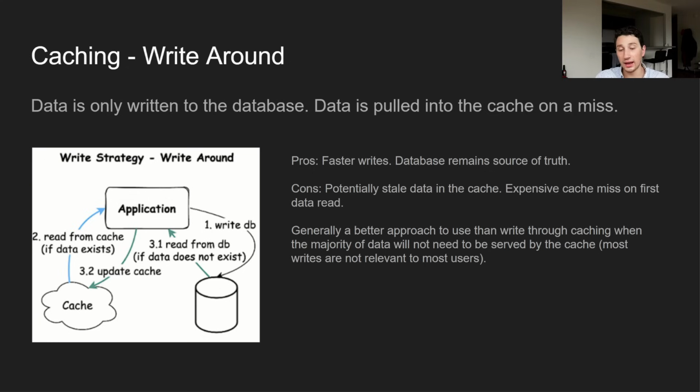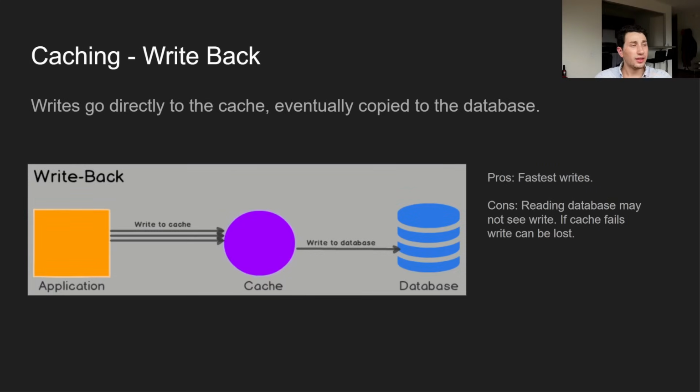And then finally, the kind of con of this approach is that cache misses are expensive, right? When you try to read from a cache and it doesn't have the data, now you still have to go to the database, and you basically did 2 reads for 1, so that's inconvenient.